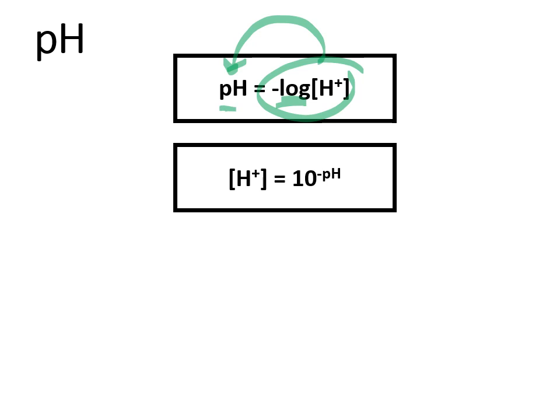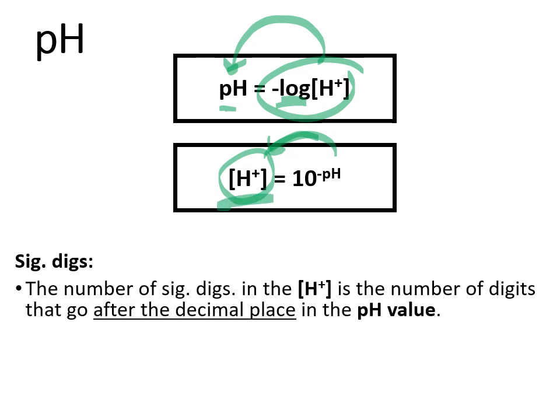We can reverse this process, and we can take the pH and find out what the hydrogen ion concentration is by doing 10 to the exponent negative pH value. So if you have your pH value of 7, let's say, you do 10 to the exponent negative 7, and you'll have 1 times 10 to the negative 7 moles per liter for the hydrogen ion concentration.